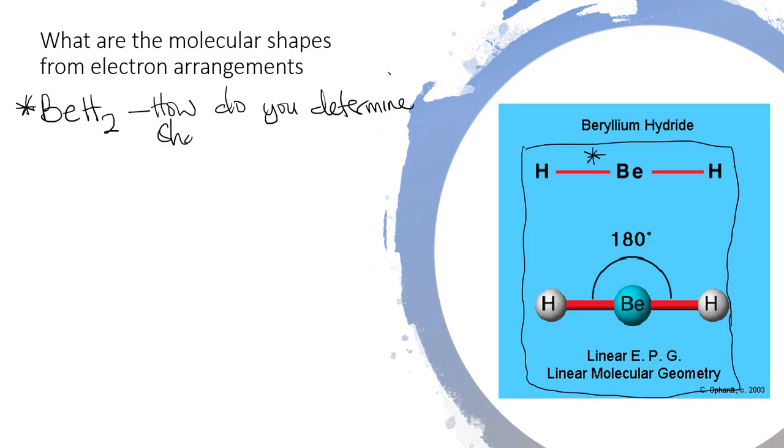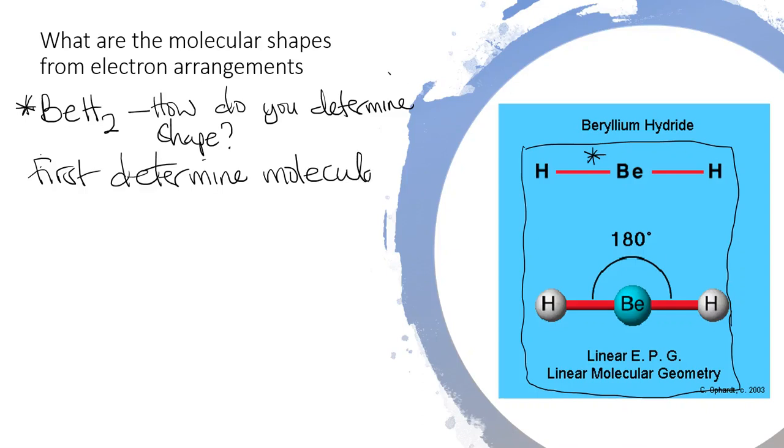How do you determine the shape? So to determine the shape of this atom, first you must determine molecular geometry first. So first, determine molecular geometry.